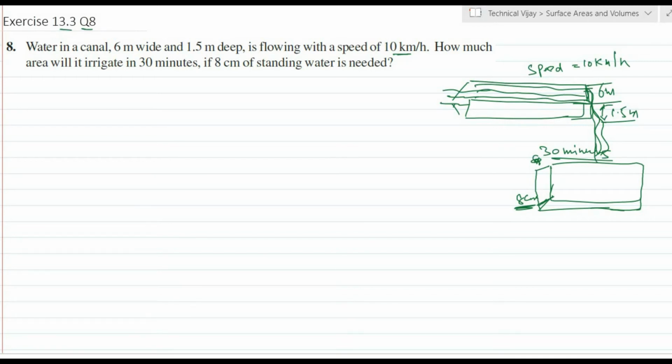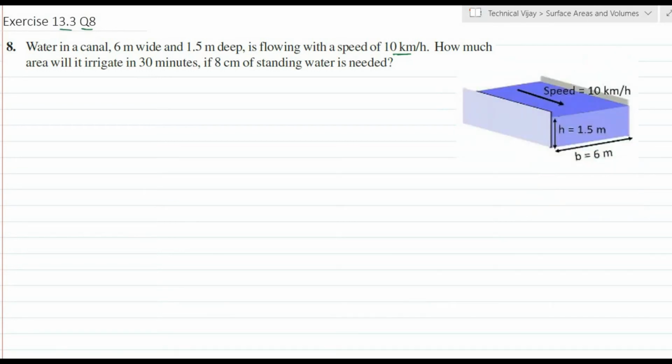The volume of this one, with 8 centimeter height, we have to equate to the volume of water from the canal. I will put a neat diagram here. The water in the canal is 6 meter wide, this is the breadth, and the volume of water in the canal is in the shape of a cuboid. So we can write: the volume of water in canal is equal to the volume of area irrigated. This is the main formula and the theme of this question. First we have to calculate the volume of water in a canal.